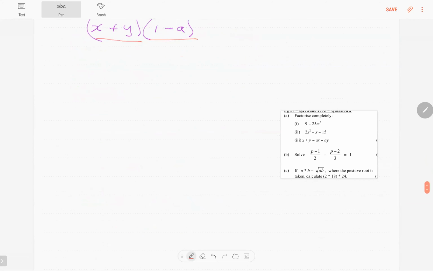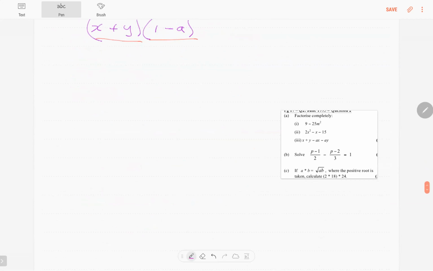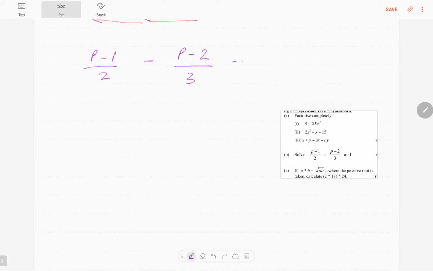All right, let's look at this question now. This is not really factorization, but we can still look at it. So we're trying to solve (p minus 1)/2 minus (p minus 203) equals 1. All right, we can go step by step.